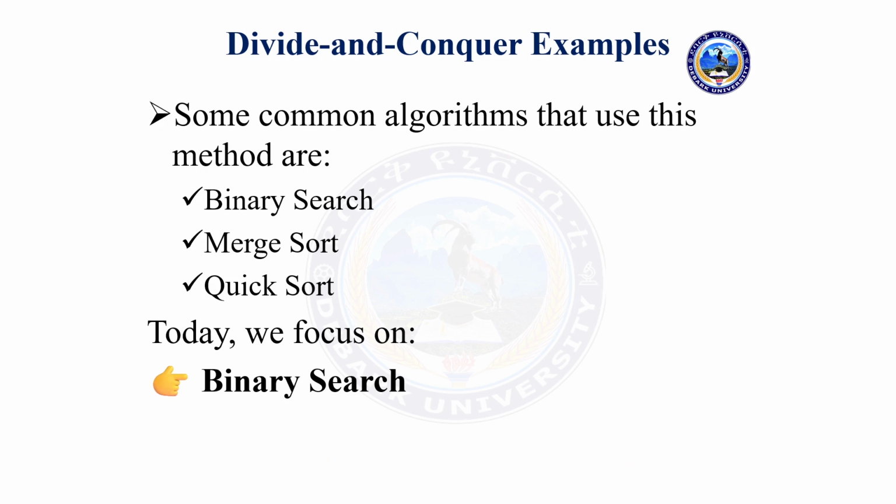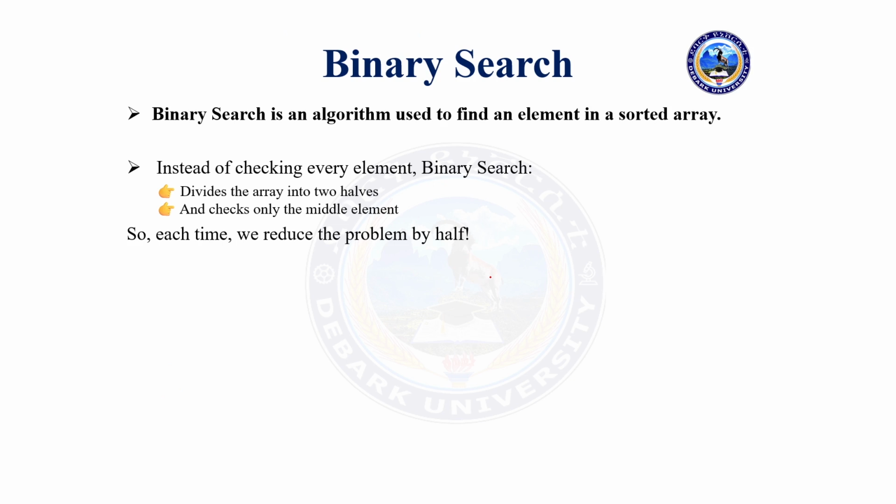There are some common algorithms that use this technique, for example, binary search, merge sort, and quick sort. Those are simple examples that use the divide and conquer algorithm. Today we will focus on binary search only. Binary search is an algorithm used to find an element in a sorted array. Instead of checking every element, binary search divides the array into two halves and checks only the middle element. So each time we reduce the problem into half.